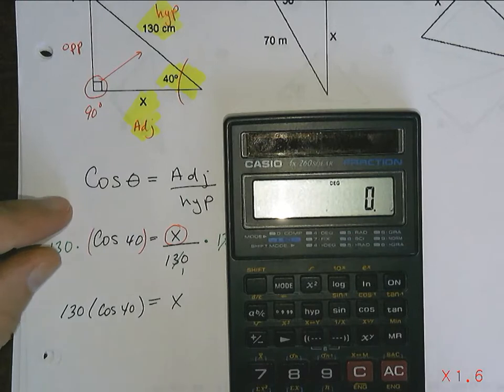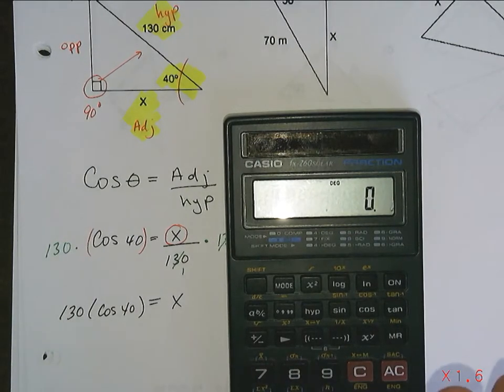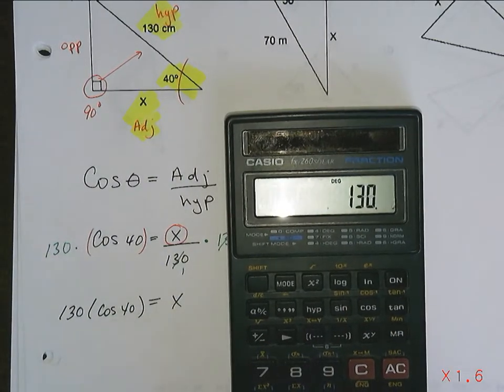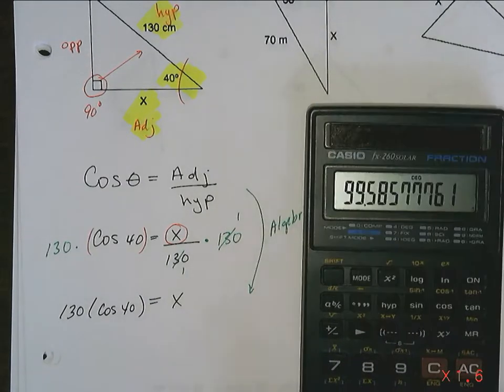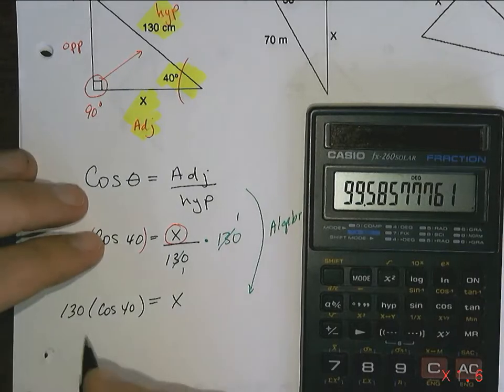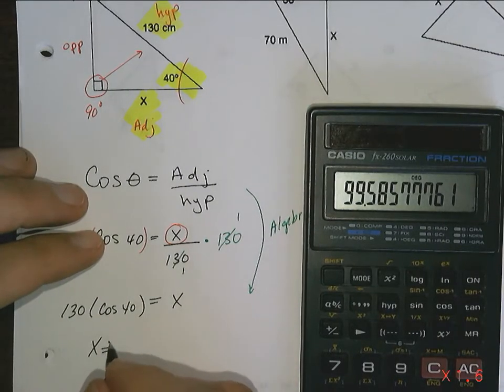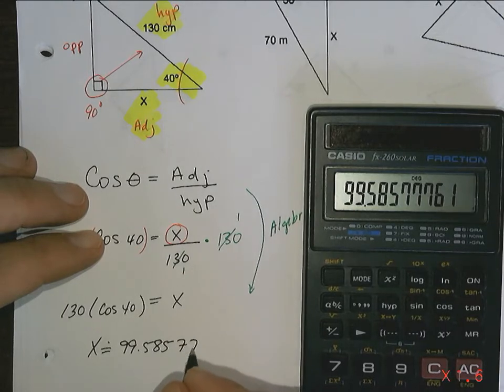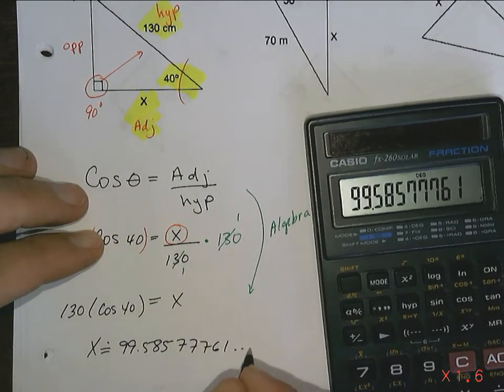Depending on the order that you want to do it in, and depending on your calculator, I'm going to do 40 cosine, which is this decimal. And then I'm going to multiply that by 130, and I'm going to get 99.59, rounded to 2 decimals. The actual answer was 99.585777761, and it keeps going.